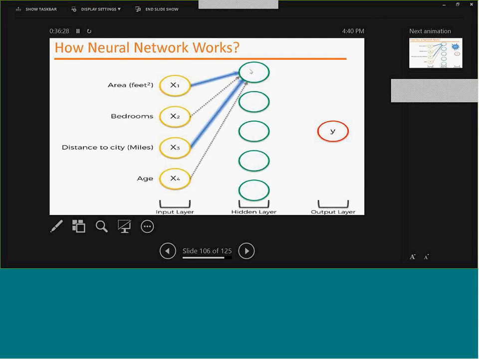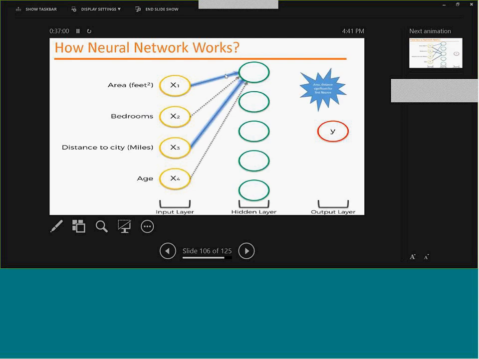Let's say that you are interested in going out of the city and you are interested in a bigger home. In that particular case, what makes a difference to this particular neuron is distance from the city and the area, not the number of bedrooms and the age. Why? Because the further you go from the city, the more and more area you will get for your property. This is how it works.